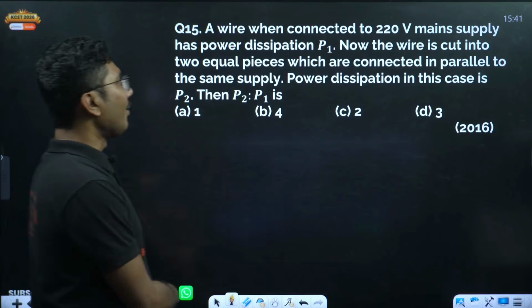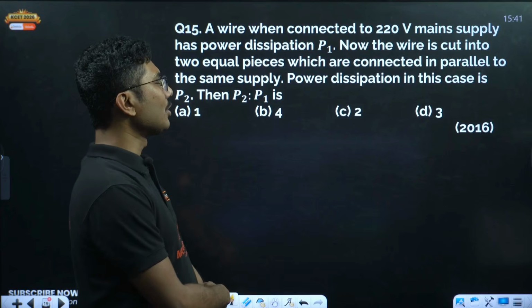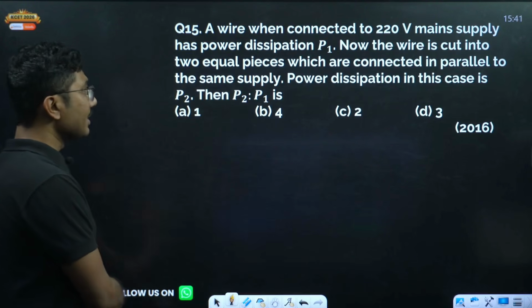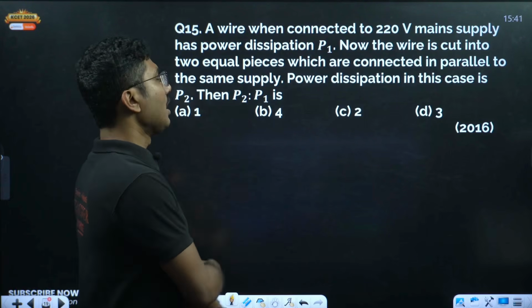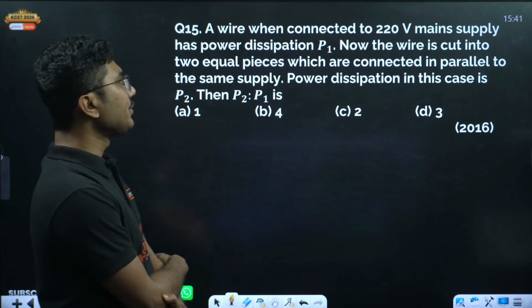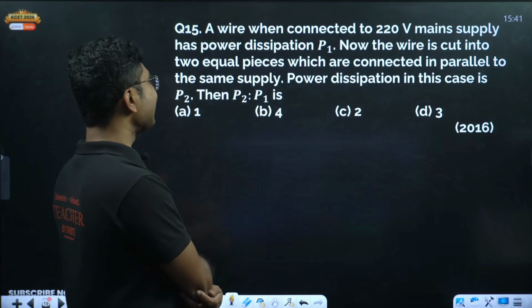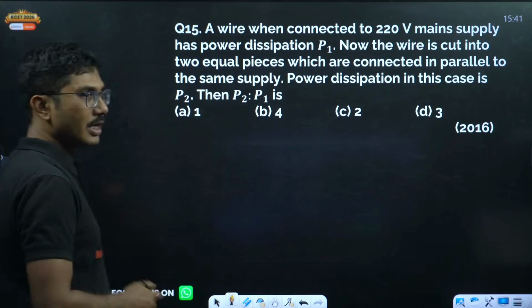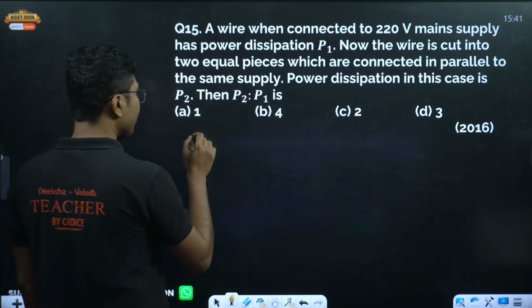Next, a wire when connected to a 220 volt main supply has a power dissipation P1. Now the wire is cut into two equal pieces which are connected in parallel to the same supply. The power dissipation in this case is P2. Then what is the ratio of P2 to P1?